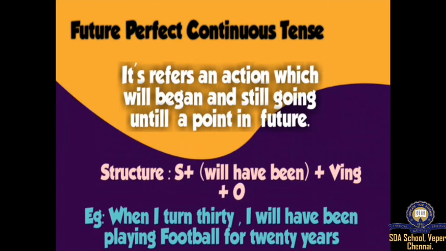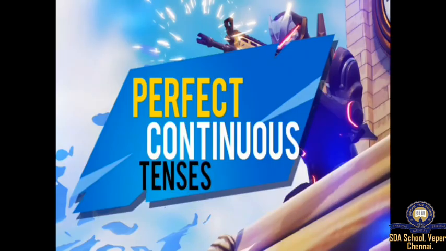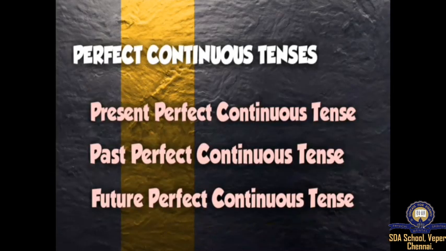Students, I hope you understood perfect continuous tense. Let's have a quick recap. Today we saw perfect continuous tenses. Perfect continuous tenses are divided into 3 types. That is present perfect continuous tense, past perfect continuous tense and future perfect continuous tense.